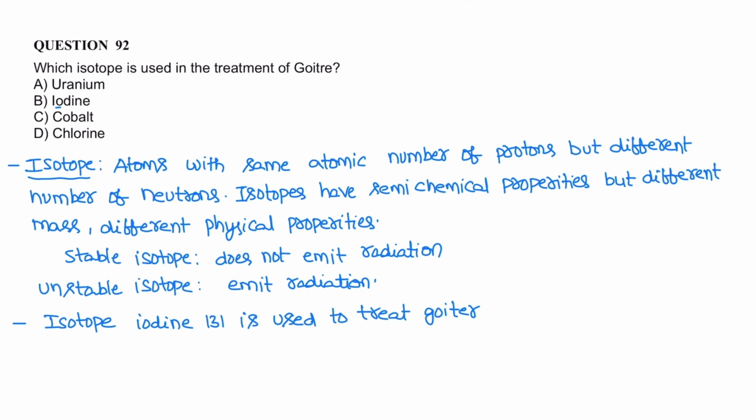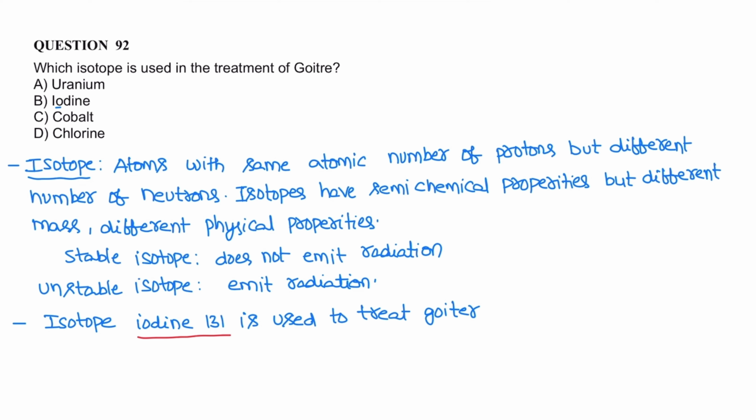So isotopes have the same chemical properties but different mass and different physical properties. There are two types of isotopes: stable isotopes and unstable isotopes. Stable isotopes do not emit radiation, whereas unstable isotopes emit radiation. Isotope iodine 131 is used to treat goiter. So the iodine 131 isotope is used to treat the disease goiter.